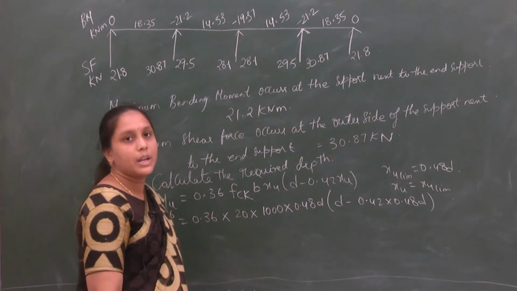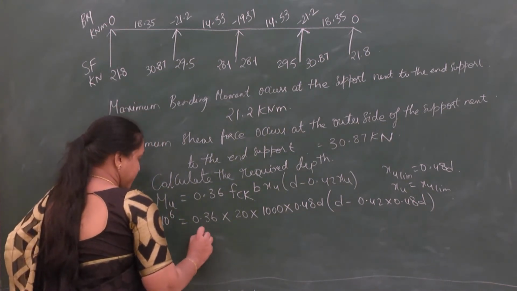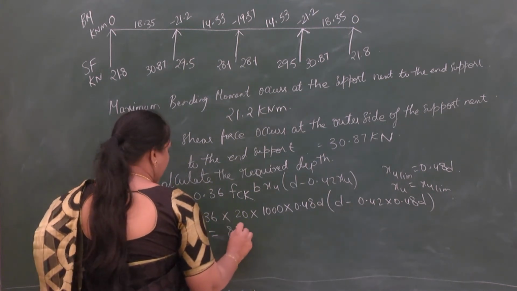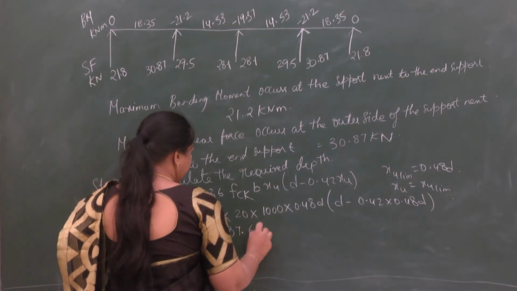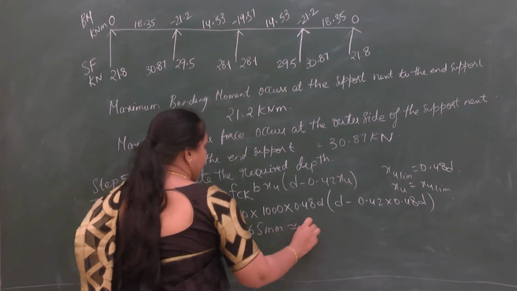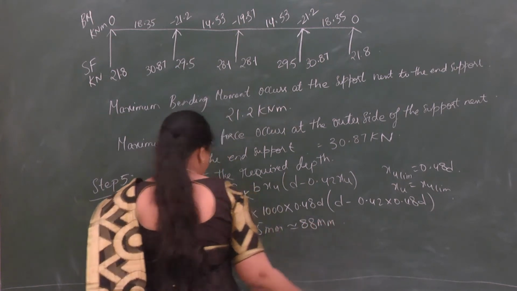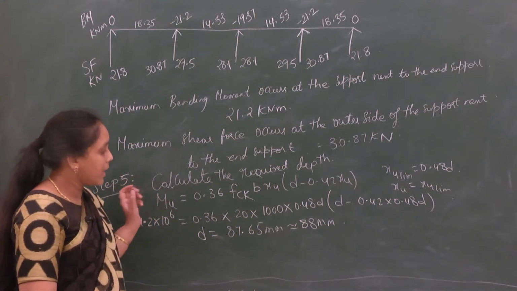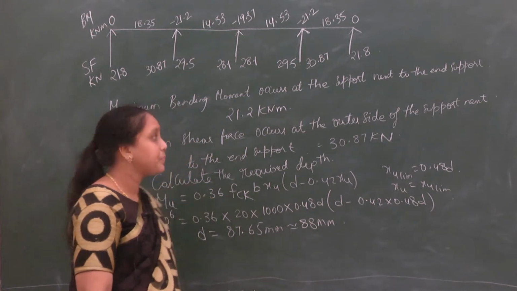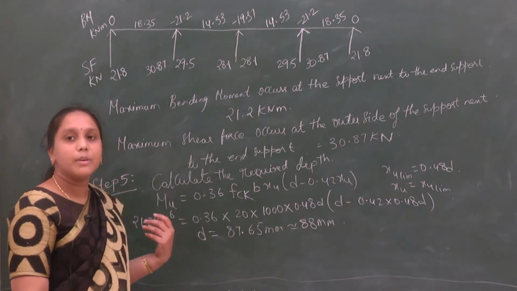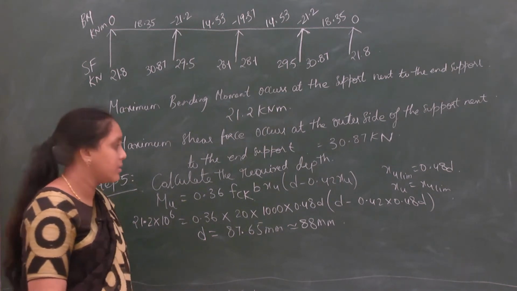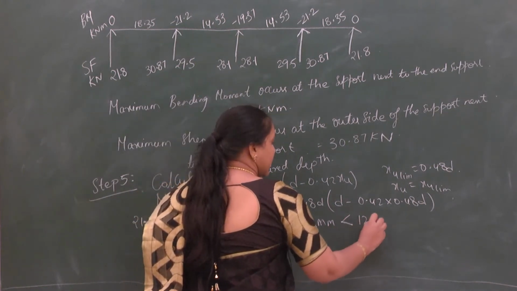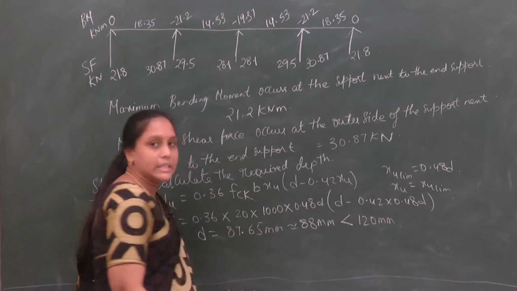So if you solve this particular equation, we will get the required depth. The required depth you will get is 87.65 mm, which is approximately 88 mm. So what is the required depth for carrying this particular moment Mu, that is the maximum bending moment? It is 88 mm. So what is the depth we have previously assumed? The depth which we have provided or previously assumed is 120 mm. So here the required depth is less than what we have provided. So hence it is safe.